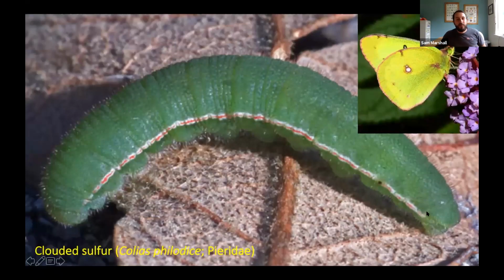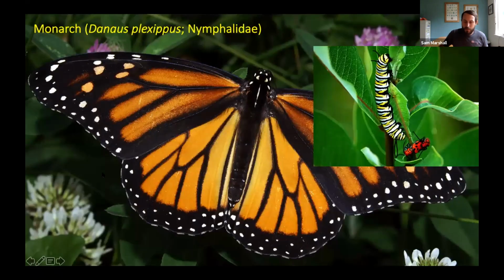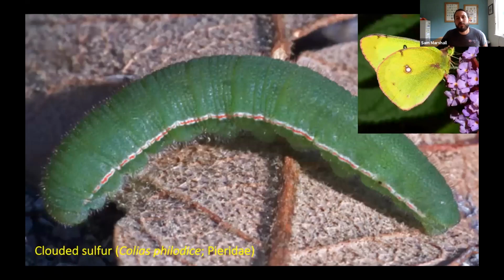Here's another one that I think most people are familiar with, at least the adults. This is the clouded sulfur. Let me go back, sorry. Clouded sulfurs exhibit a behavior known as puddling. Many Lepidopterans do this, but this group in particular is really noticeable because of that bright yellow, dusty wing appearance, and you'll see them en masse.